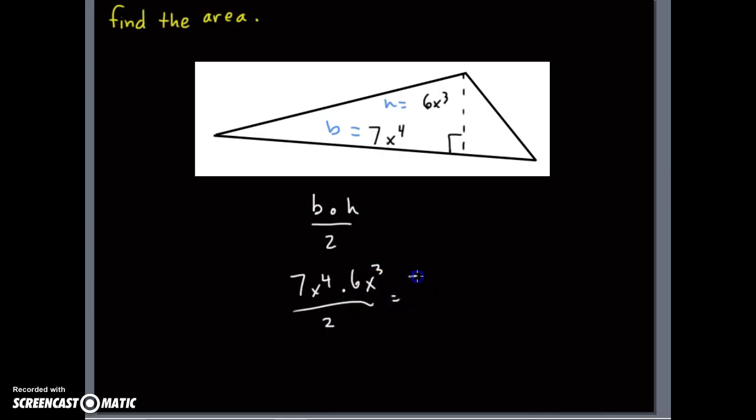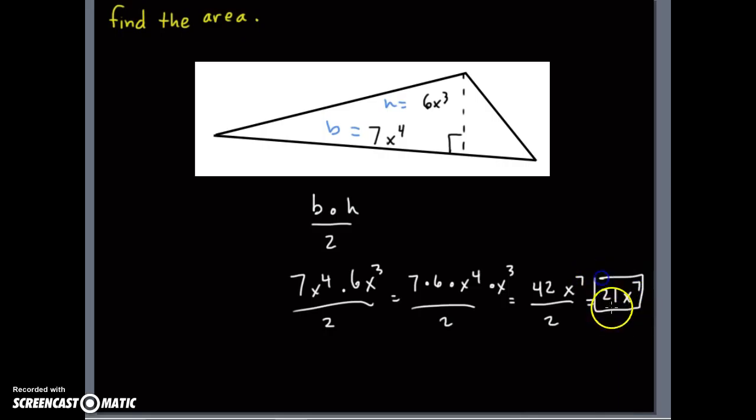When I rearrange this, what I have is 7 times 6 times x to the 4th times x to the 3rd over 2. And then we have 42x to the 7th over 2. And our final part will be to divide the coefficients. 42 divided by 2 is 21x to the 7th. Example number 4.